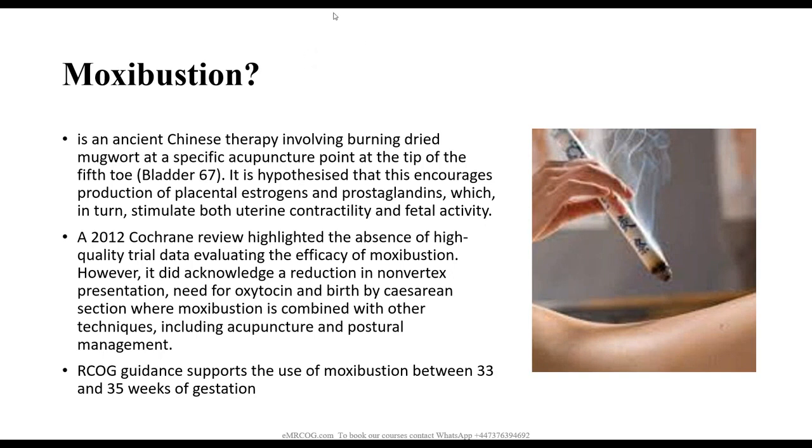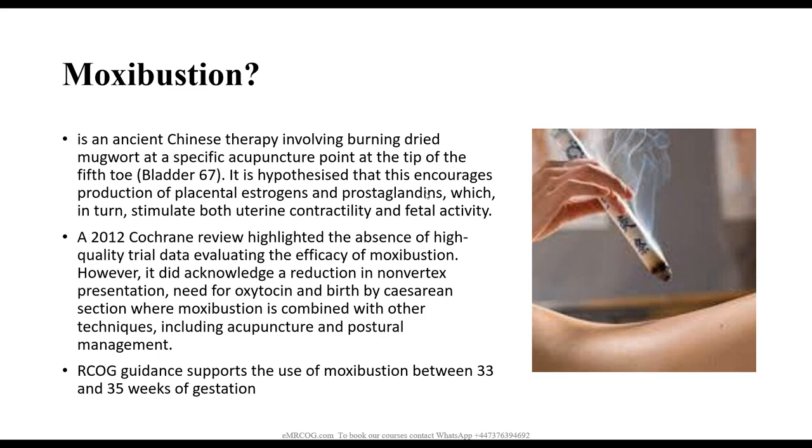The TUG article also says to use moxibustion, as you can see. This is an ancient Chinese therapy involving the burning of dried mugwort at a specified acupuncture point at the tip of the fifth toe. Sometimes the woman should also smell it. They found that the Cochrane review highlighted the absence of high-quality trial data evaluating the efficacy of moxibustion. However, there is knowledge that there is a reduction in non-vertex presentation, and in the need for oxytocin and birth by cesarean section, when the ladies used this mugwort smoke, which is called moxibustion.